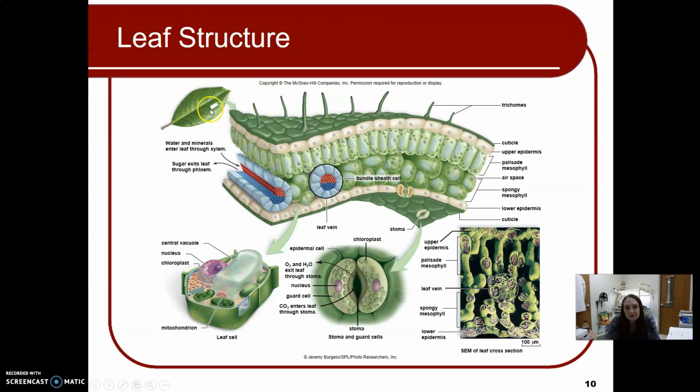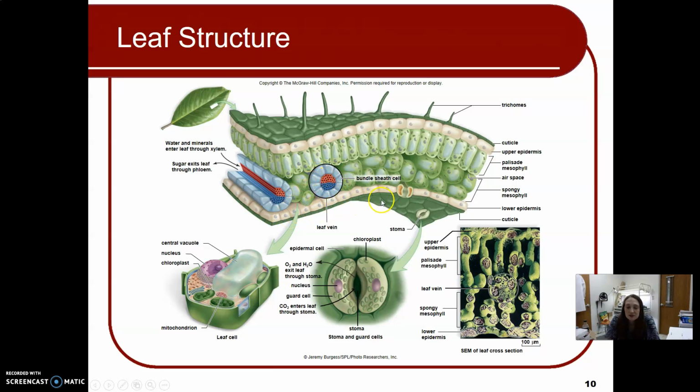So here is a leaf. Okay, we're looking at a zoomed in part of the leaf. This is the top of the leaf. There's a cuticle, which is a waxy coating. There's the upper epidermis, mesophyll. These are the vessels, basically the veins of a leaf. And they transport food and water.